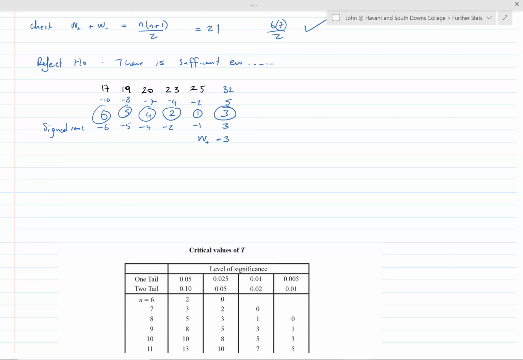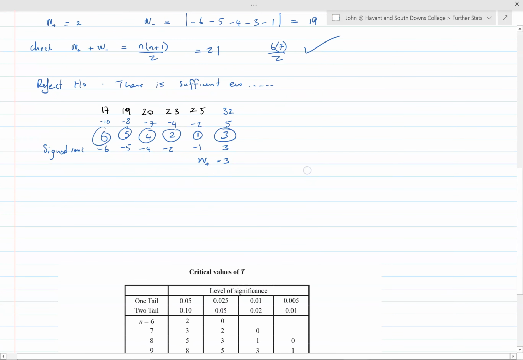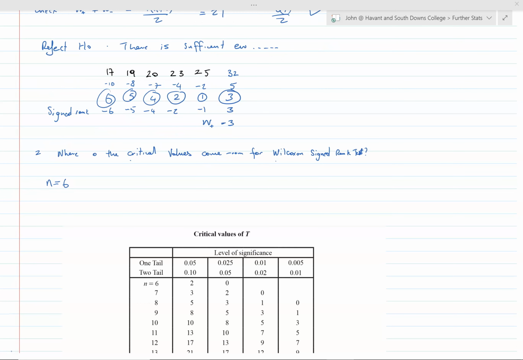To start this, I'm going to use this example. Suppose we've got n equals 6. So the non-signed ranks, if you like, are 1, 2, 3, 4, 5 and 6. Okay, so those are our ranks. What we could do is W plus is the sum of ranks above the median, basically.